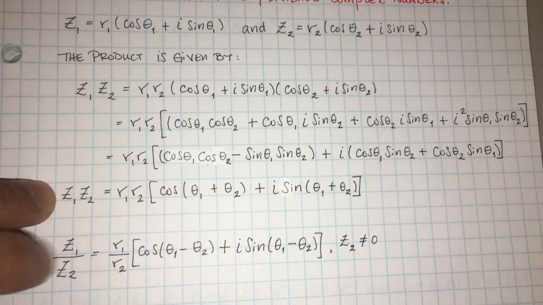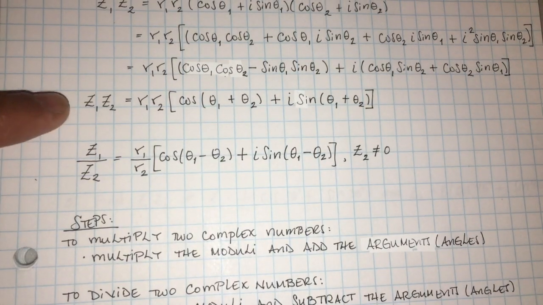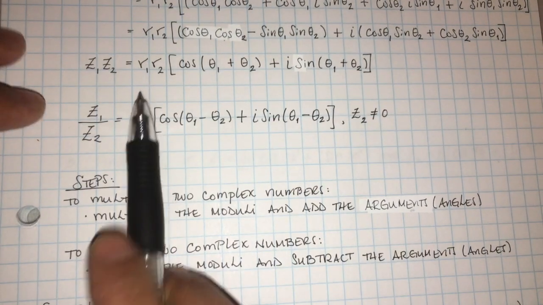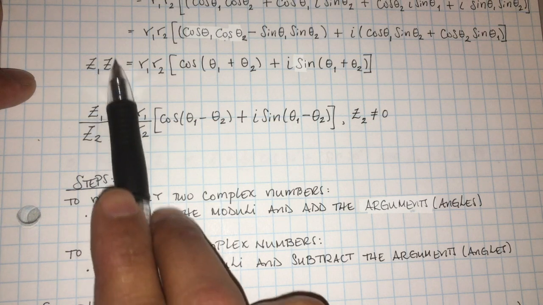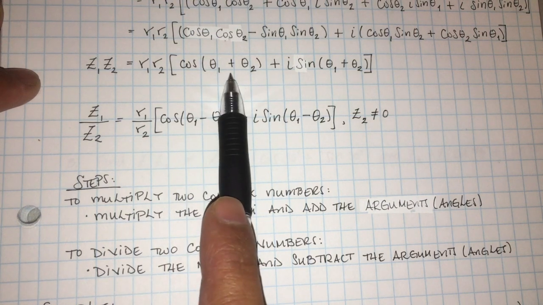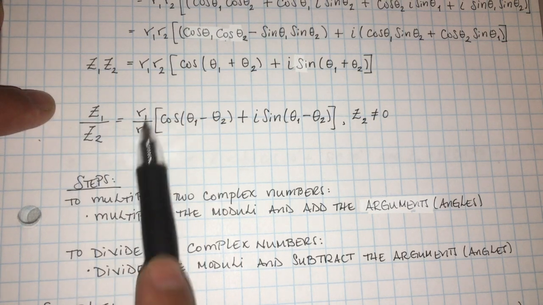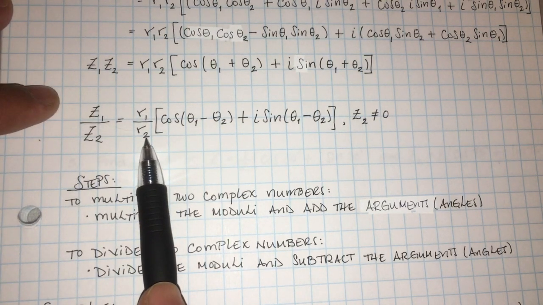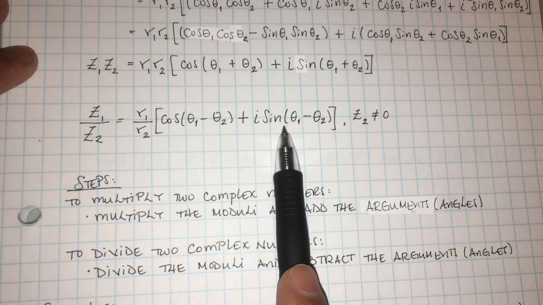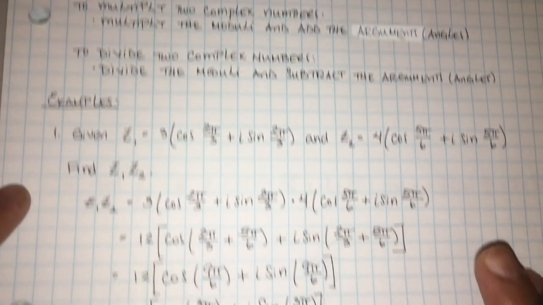So this is basically your formula, your pattern to multiply the complex numbers and then to divide the complex numbers. When you're multiplying complex numbers, you multiply the modulus, or the moduli, and then you add the angles. For division, you divide each modulus, and then you subtract the corresponding angles. So the cosine angles, you subtract them, and the sine angles, you subtract them, and then you do the math like we did in the other videos.